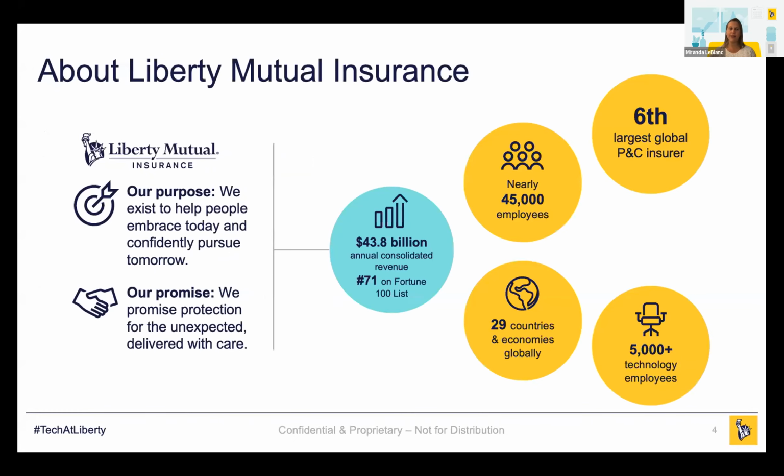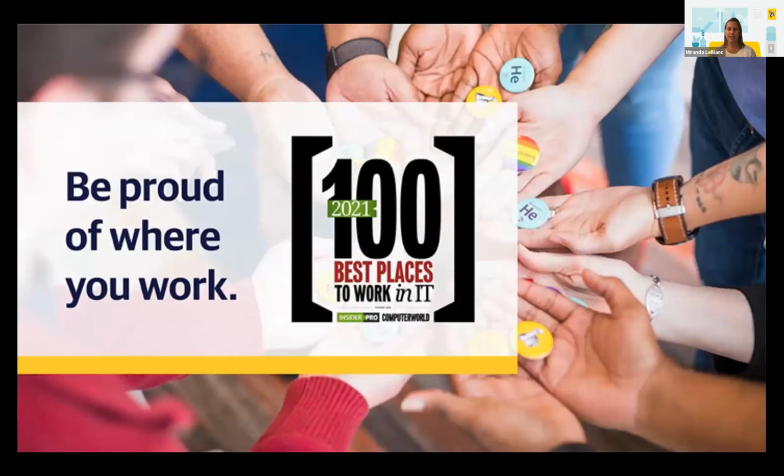So without further ado, a little bit about Liberty Mutual Insurance. We're a really big company. We are over 100 years old. But what's really exciting is that we're also a very big technology company. We have over 5,000 technology employees, which is bigger than some technical companies are in their entirety. And I'm really excited to share that for the second year in a row, we've been voted one of the top 100 best places to work in IT based on the best places to work survey results. And we're number 28 among the large companies.